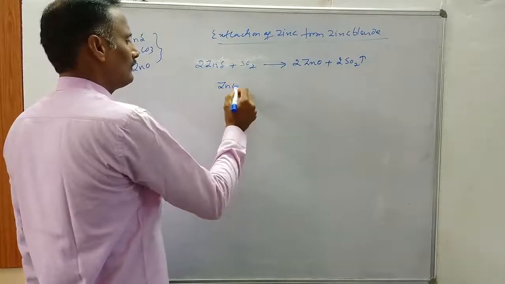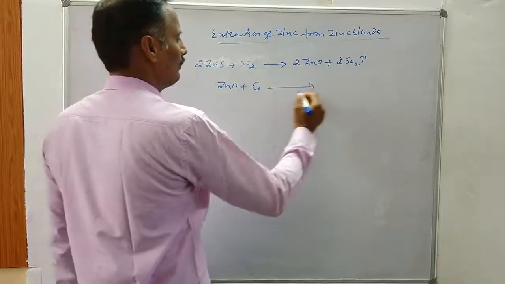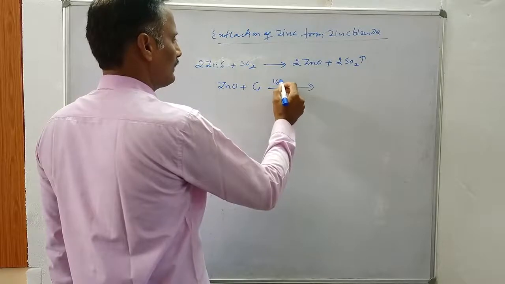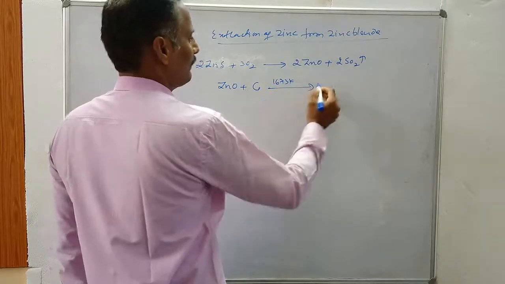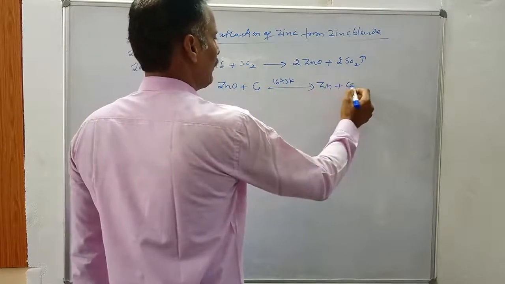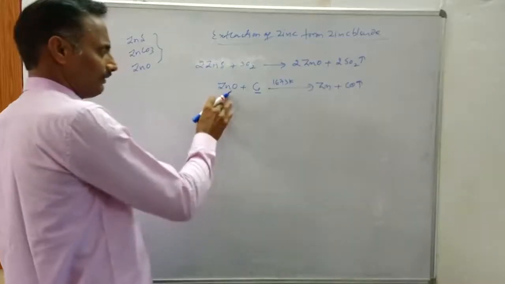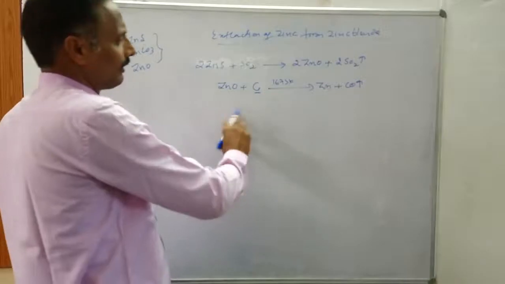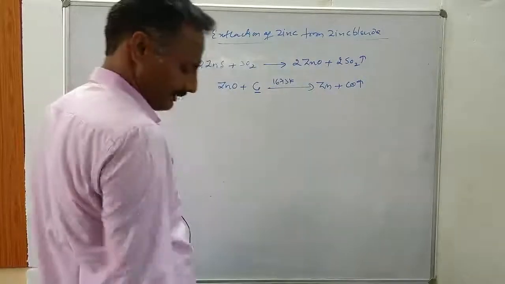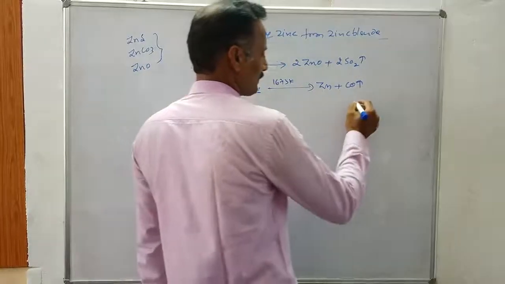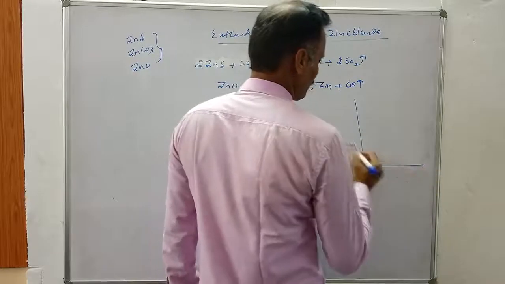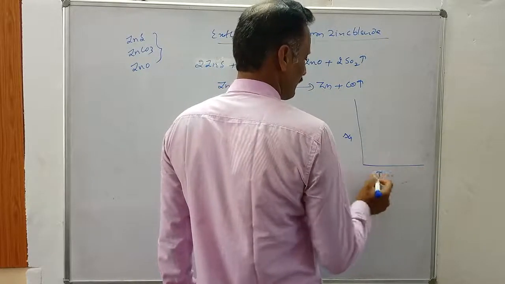When this zinc oxide is treated with coke at about 1673 Kelvin, you get zinc and carbon monoxide is evolved. Here coke acts as a good reducing agent for the reduction of zinc oxide into zinc. This is mainly based on Ellingham diagrams, which plot delta G versus temperature.